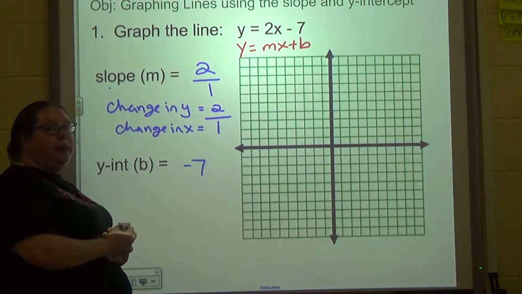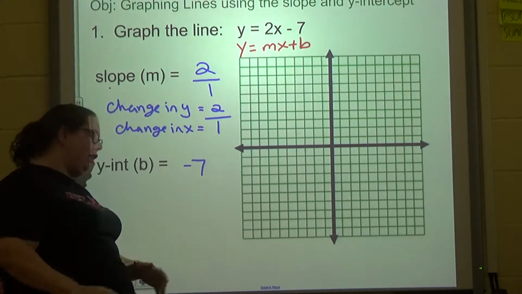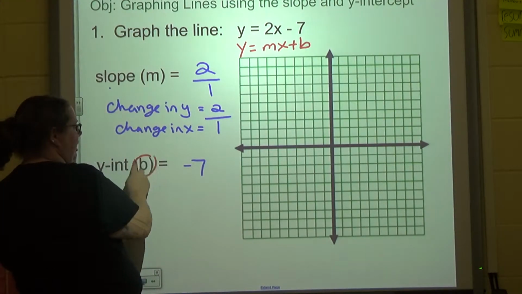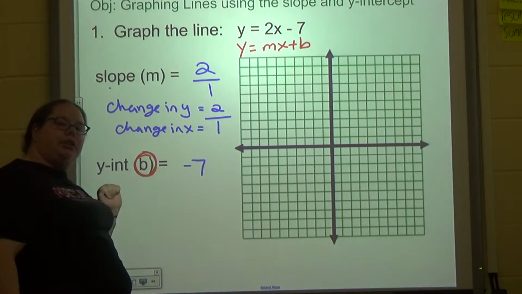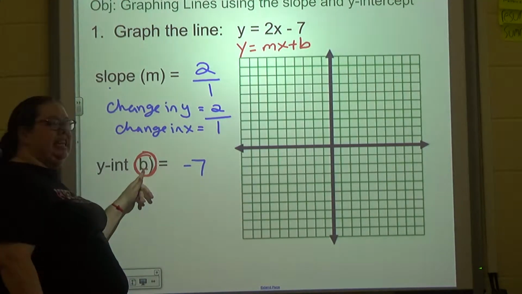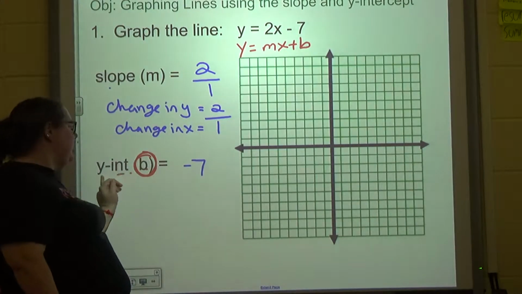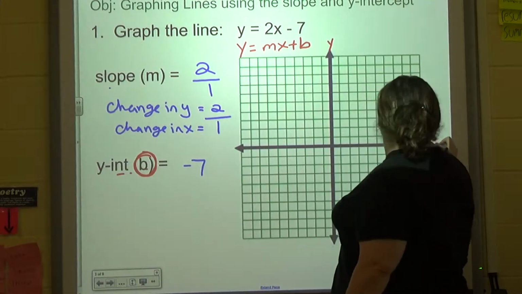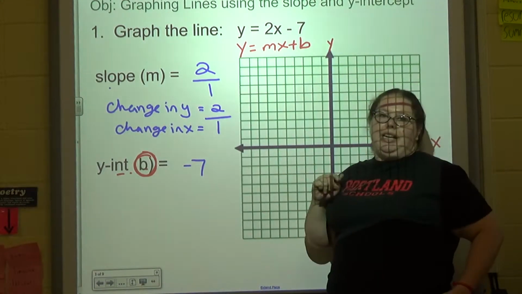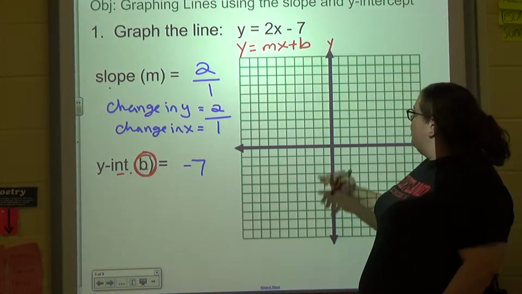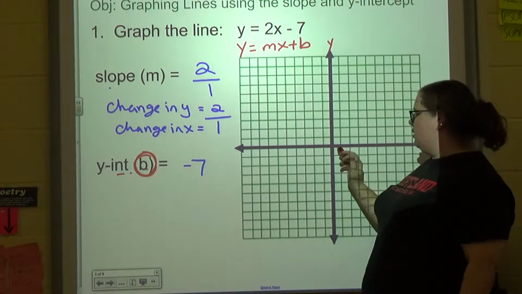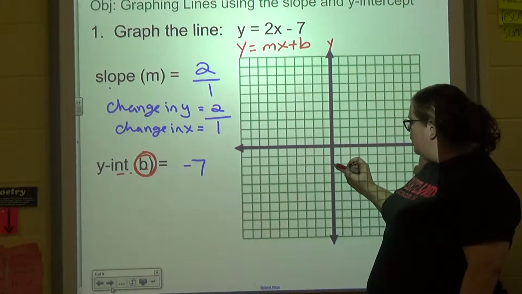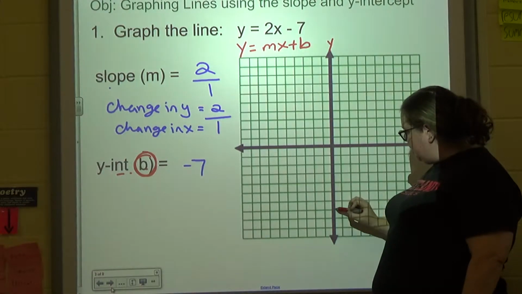So where do you think we begin? Yes, I'm going to be very corny with this. We begin at B, the y-intercept on the y-axis. Remember, this is our y-axis, this is our x-axis. So I'm going to go to negative 7 on the y-axis. Y-intercept, y-axis, start at the origin at 0, and count down to negative 7. 1, 2, 3, 4, 5, 6, 7.